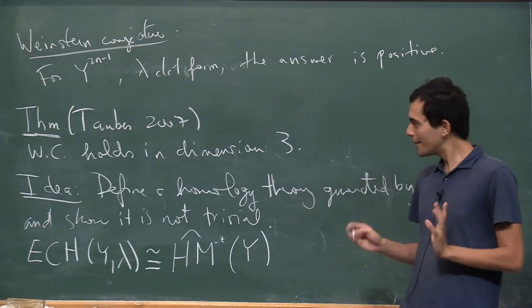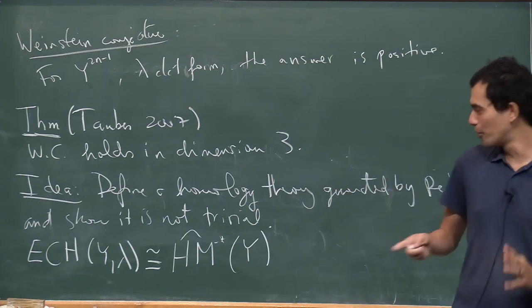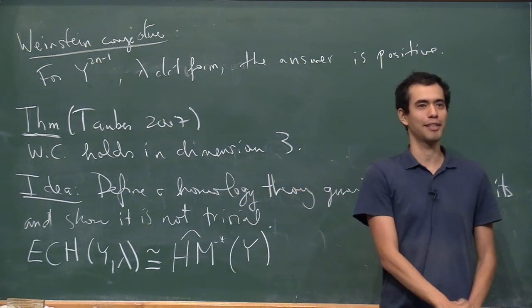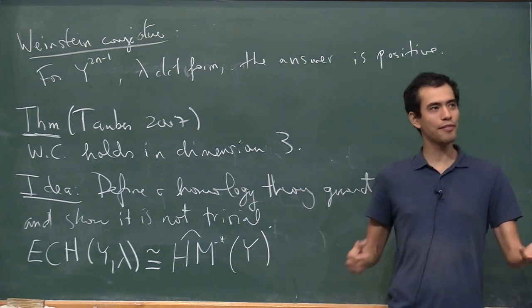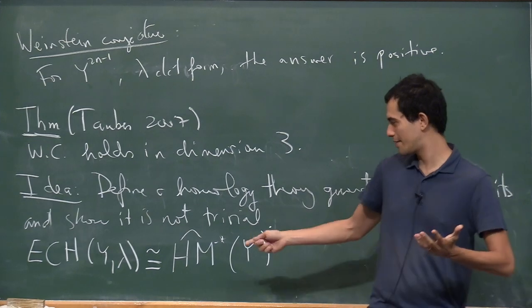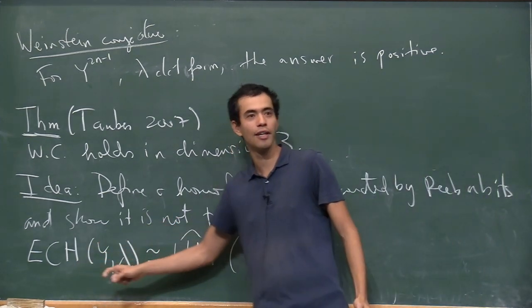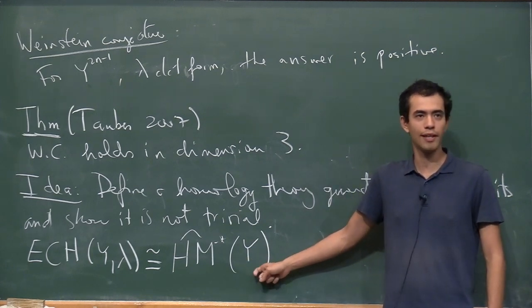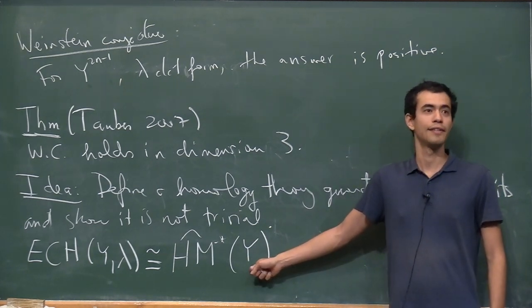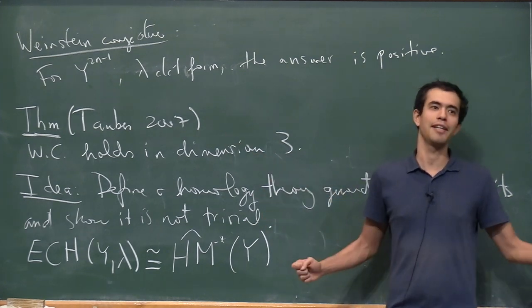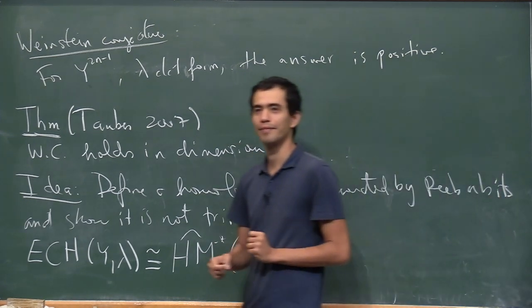But this is really cheating, because to prove this isomorphism, Taubes uses his first Weinstein conjecture proof. Part of this isomorphism is to construct Reeb orbits, which are generators of these, from monopoles, which are generators here. So if you can construct one, then you already proved the Weinstein conjecture. You don't need anything else. So that's kind of the idea.